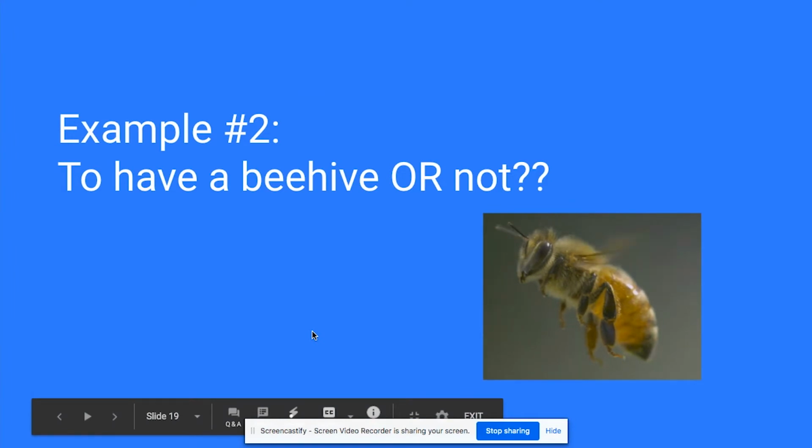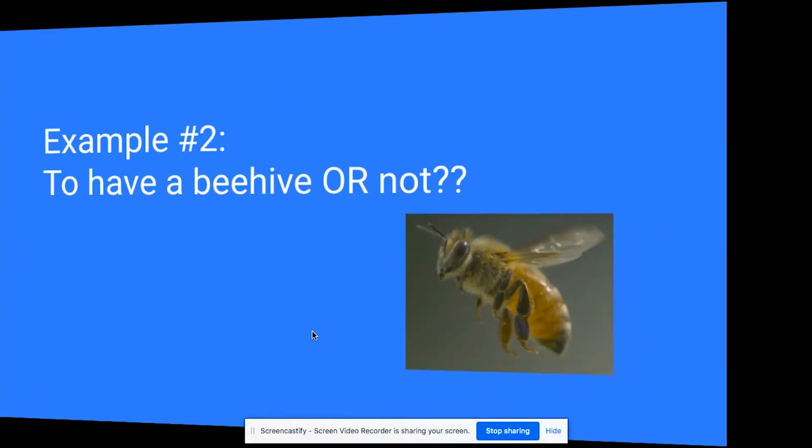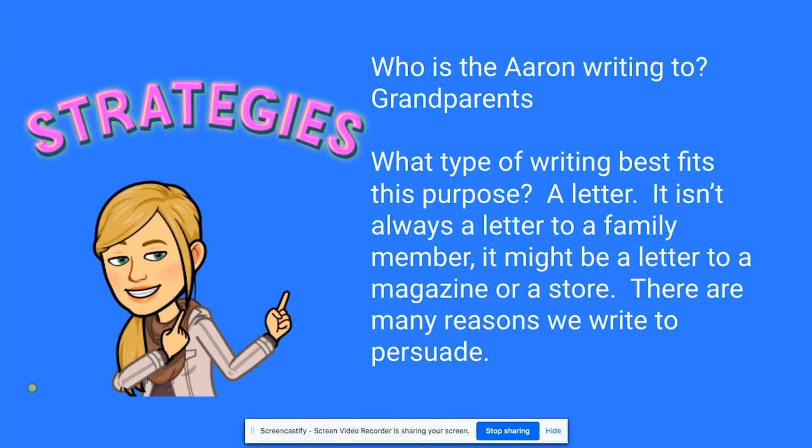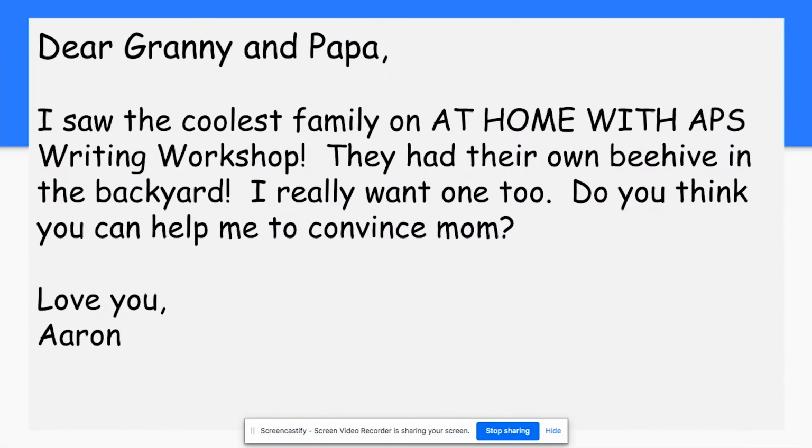So in the next example, we have to decide whether to have a beehive or not. In this case, there is a young man, his name is Aaron, and he's writing to his grandparents. He's decided to write a letter. It doesn't always have to be a letter to a family member. It might be a letter to a magazine or a store. There are many reasons why we write to persuade. This is his original letter.